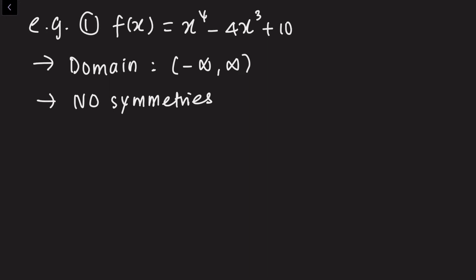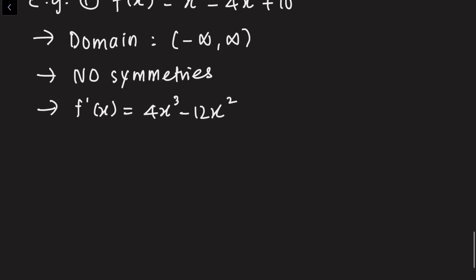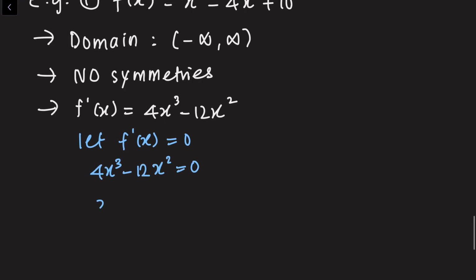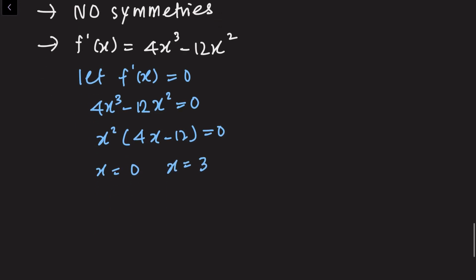The next thing that we need to find is the possible critical points. So we go ahead and differentiate. f prime x: you bring down the power, minus 1, bring down the power, minus 1, and you differentiate a constant, you get 0. Then in order to find the possible critical points, you let this f prime x be 0. So 4x cubed minus 12x squared is 0. Factor out x squared: 4x minus 12 is 0. x equals 0, x equals 3, by the principle of zero products.